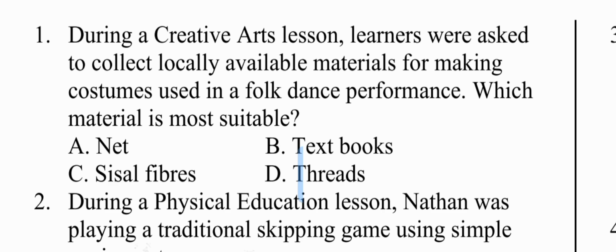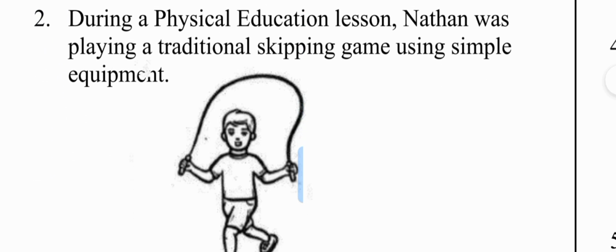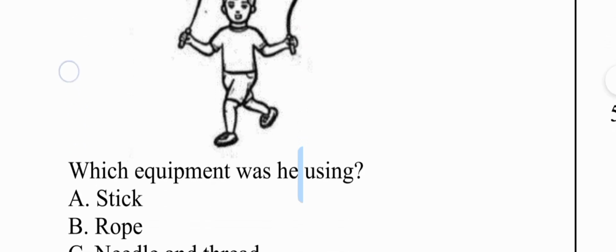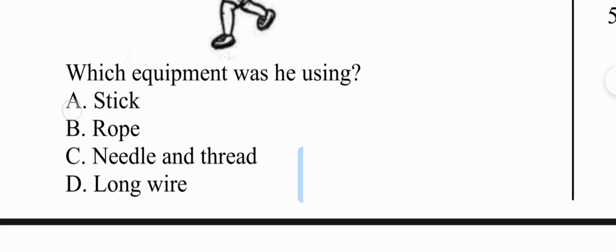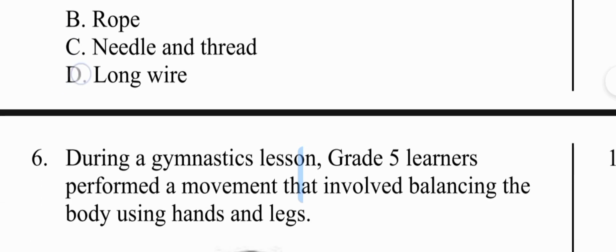well and economically used. Then number two, we talk about during a physical education lesson, Nathan was playing a traditional skipping game using a simple equipment. Look at that. That is the photo they are talking about. So, which equipment was he using? That is a rope. Of course, the correct answer is B.